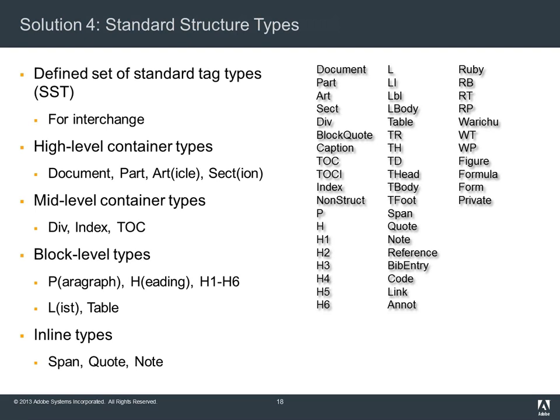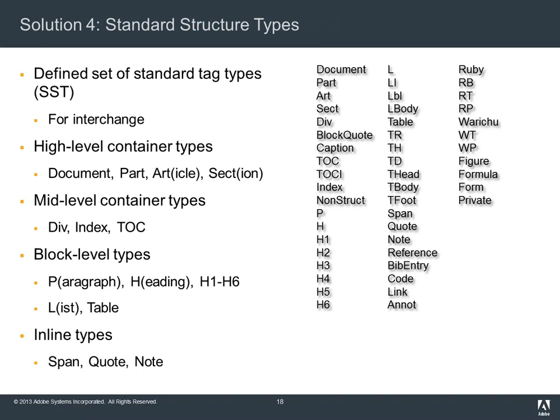So we've identified how we recognize characters, how we do word breaks, how we do content ordering and segmentation. Now we've built a logical structure tree. But how do we interchange one of these? How do I give this to you and have it be meaningful to you? The other thing PDF does is define a standard set of structure types, the SST as we often refer to them. These are predefined sets of tags that we can interchange with other people. And so we have high-level container types such as document, parts, articles, and sections.